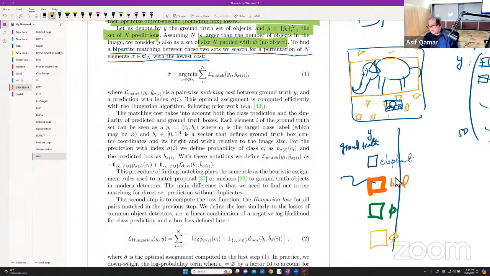Now, think about it. If you're going to predict 4 pairs of boxes, you predict a blue box. I mean, let's just say 4 boxes, and I'll deliberately use a black color because we don't know which box is which.